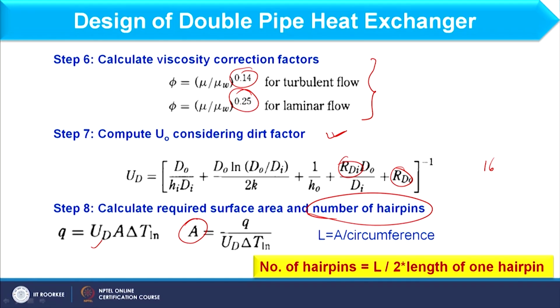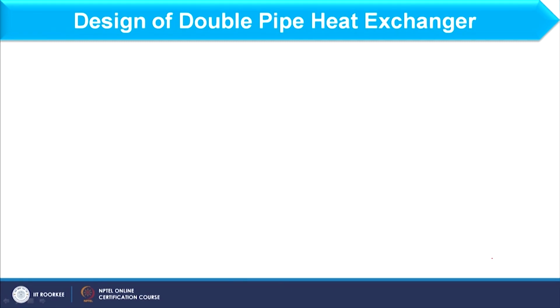So, the number of hairpins will be what? The number of hairpins will be the complete length divided by 2 into the length of one hairpin. The length of one hairpin is basically the 16 feet, and what is this L? This is basically the total length of the double pipe heat exchanger required for sufficient transfer of heat, considering the total heat transfer area. That circumference corresponds to the circumference of the tube. Accordingly, you can calculate the total length, and then you can find the number of hairpins, because you need the total length and the length of one hairpin.